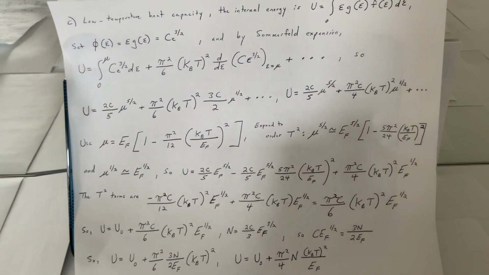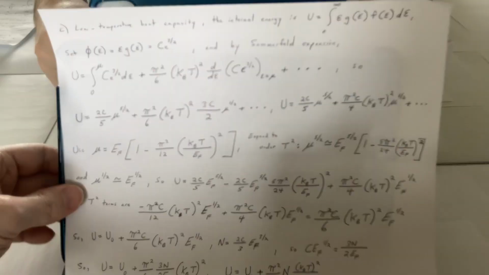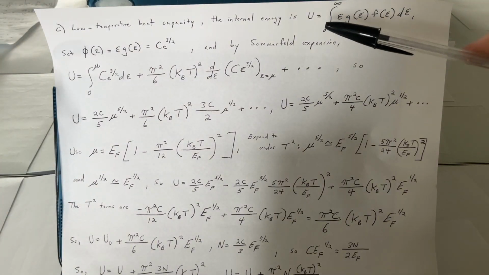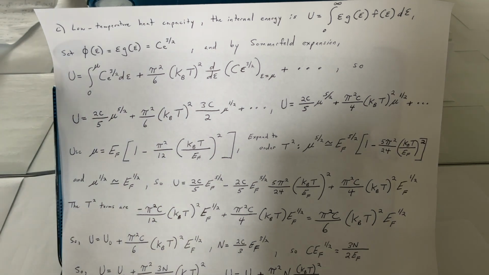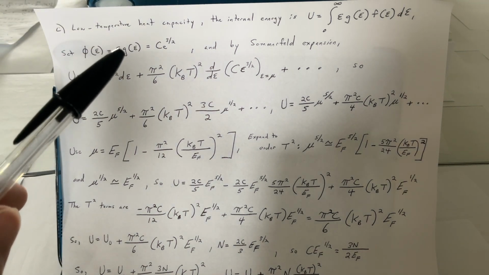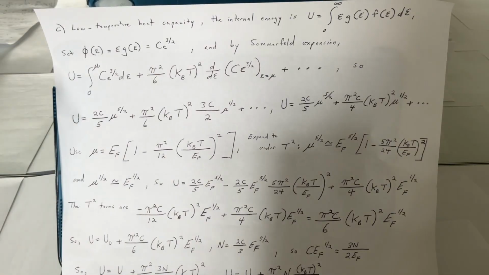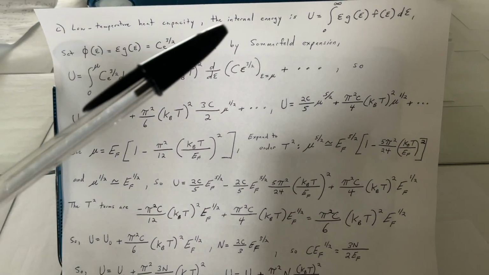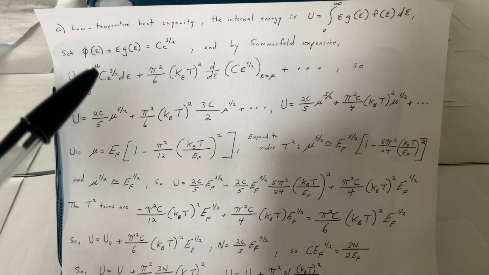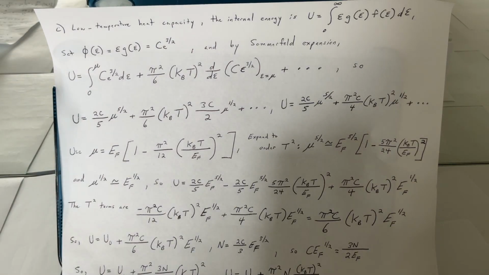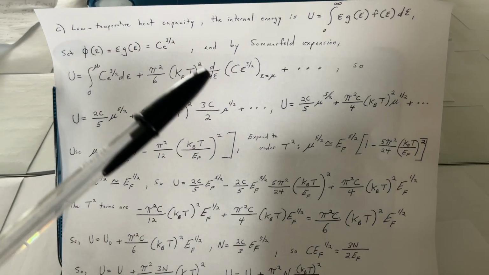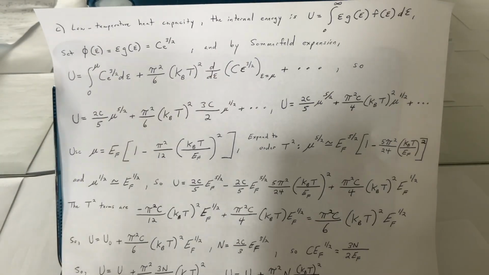Internal energy is given here for U. That's U equals the integral from 0 to infinity of epsilon g of epsilon f of epsilon d epsilon. We're going to set phi of epsilon equal to epsilon g of epsilon equals c epsilon to the 3/2. And by the Sommerfeld expansion, U is equal to the integral from 0 to mu of c epsilon^(3/2) d epsilon plus pi squared over 6 times (k_B T) squared times d/d epsilon of c epsilon^(3/2) at epsilon equals mu, plus on and on.